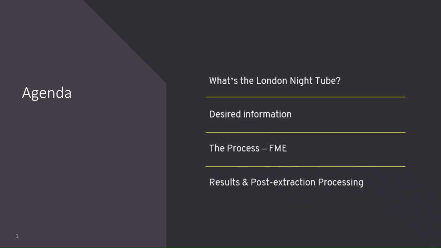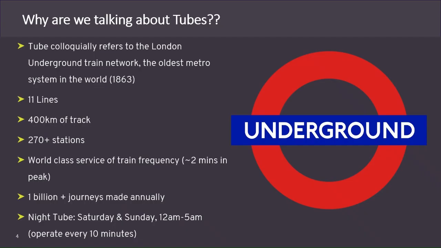So today I'll just quickly take you through the topics. I'll briefly explain what the London Night Tube is, what sort of information we'll be grabbing from the PDF, the process of that in FME, and how we're dealing with unstructured geometry and text within the PDF. Then what the results are and what processes we'll have to do post extraction to tidy up the GIS file.